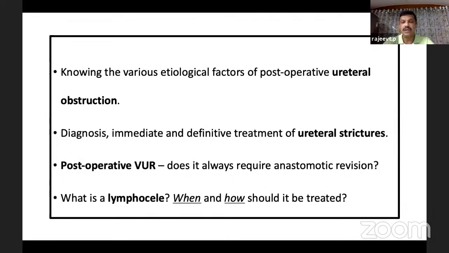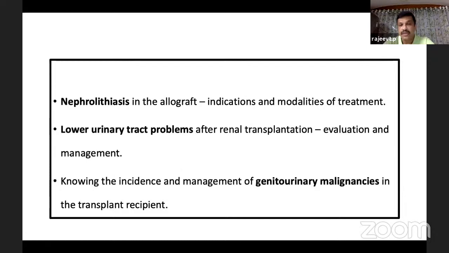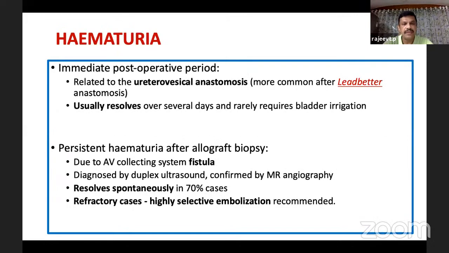What is a lymphocele, and when and how should it be treated. Then nephrolithiasis in the allograft, what are the indications and what are the modalities of treatment available. Lower urinary tract problems in recipients after transplantation, how to evaluate these patients and manage them. Then knowing the incidence and management of genitourinary malignancies in the recipients.